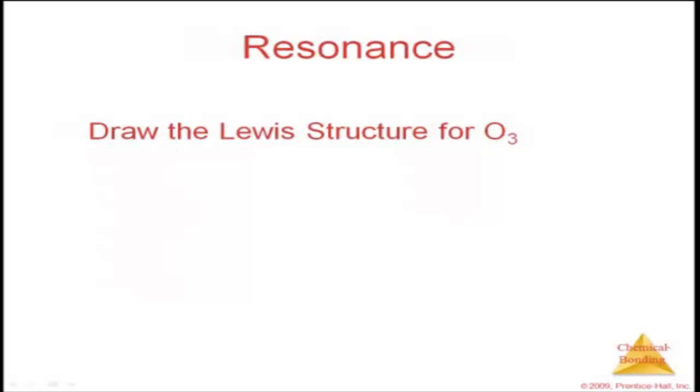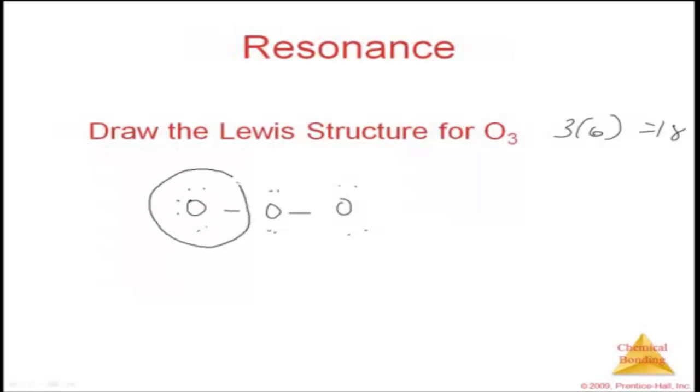So let's try drawing the Lewis structure for ozone. So I have 3 oxygens, each has 6 valence electrons, that's 18. The only thing I really can do is line them up. I'm going to give everybody an octet. When I do that, I have 8, 16, 18, 20. So I've got too many electrons, so I need a double bond.